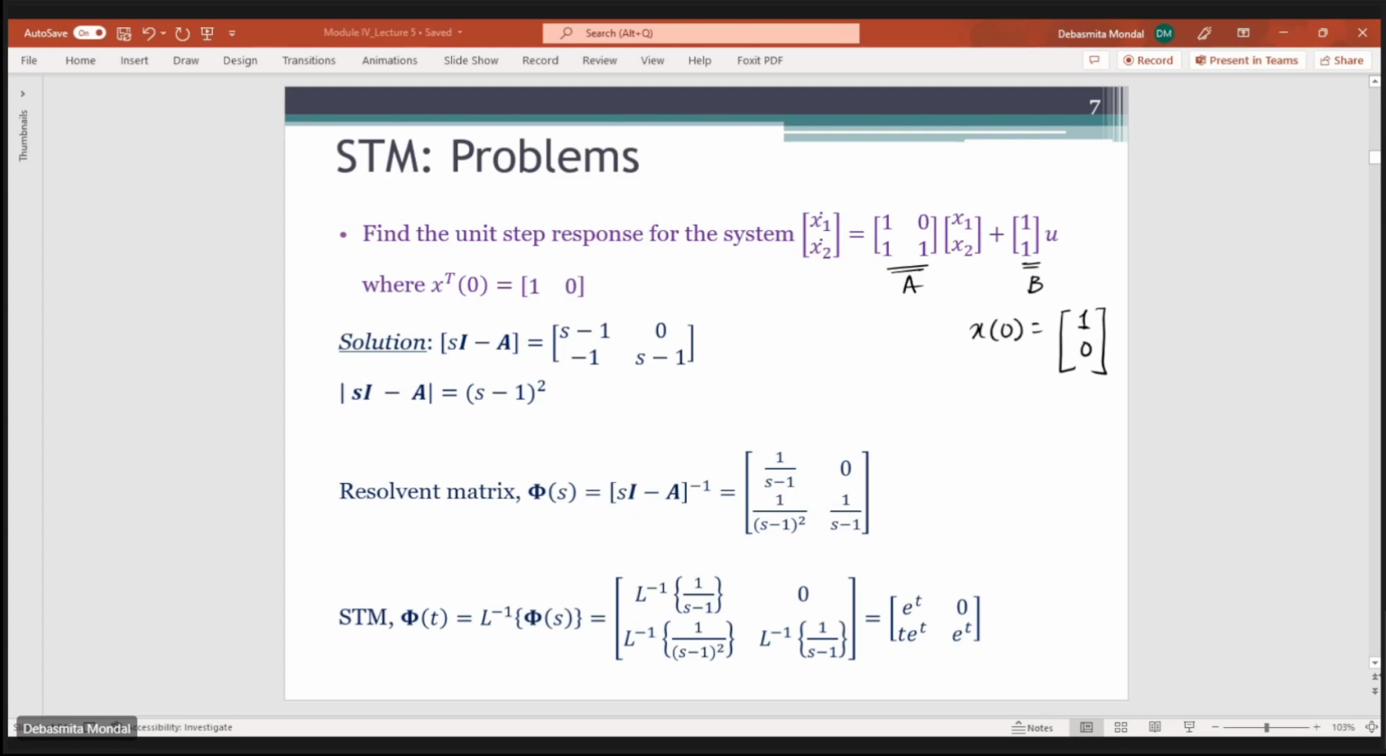So the value of phi of s is equal to (sI minus A) inverse. We have to compute sI minus A. If you write sI, it would be [s, 0; 0, s]. So sI minus A will be the matrix [s minus 1, 0; minus 1, s minus 1]. If you find the determinant of this matrix, it is equal to (s minus 1) whole square, right?